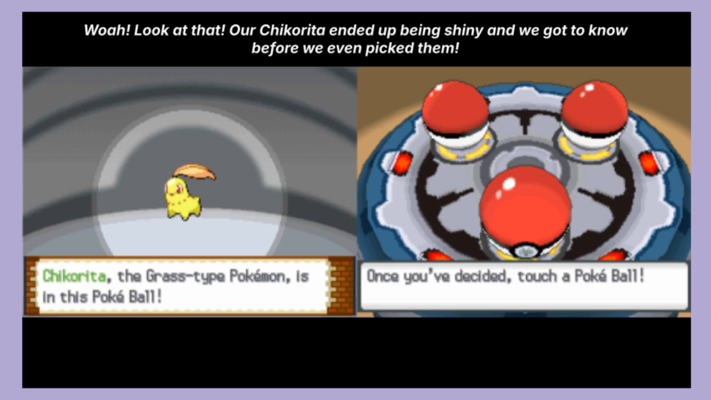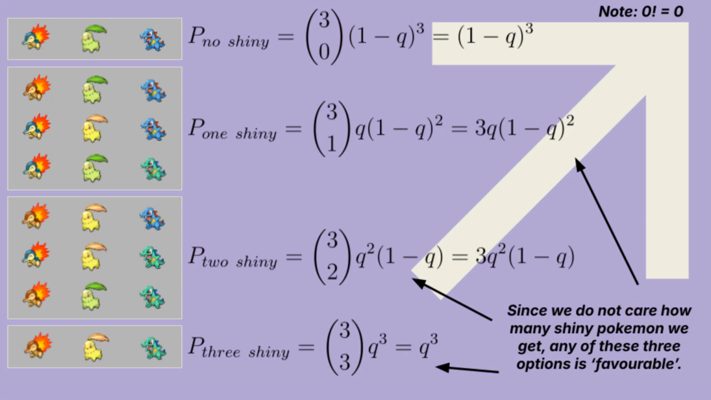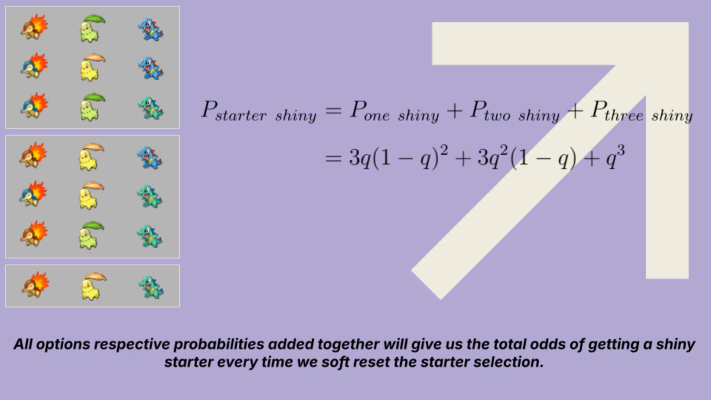We first need to realize that this actually means there are multiple possible ways you can get a shiny Pokemon. There is the obvious and most likely, you get a single shiny Totodile, Cyndaquil, or Chikorita. There's also the less likely outcome of getting multiple shinies in one encounter. This could either be 2 of the trio or all 3 are shiny. If we account for the 7 different cases and their own respective odds of occurring using the binomial distribution, then we get that the probability of a starter being shiny is 3q times (1 minus q) squared plus 3q squared times (1 minus q) plus q cubed, which can actually be simplified using the same equation from earlier, getting us 1 minus (1 minus q) to the power of 3.